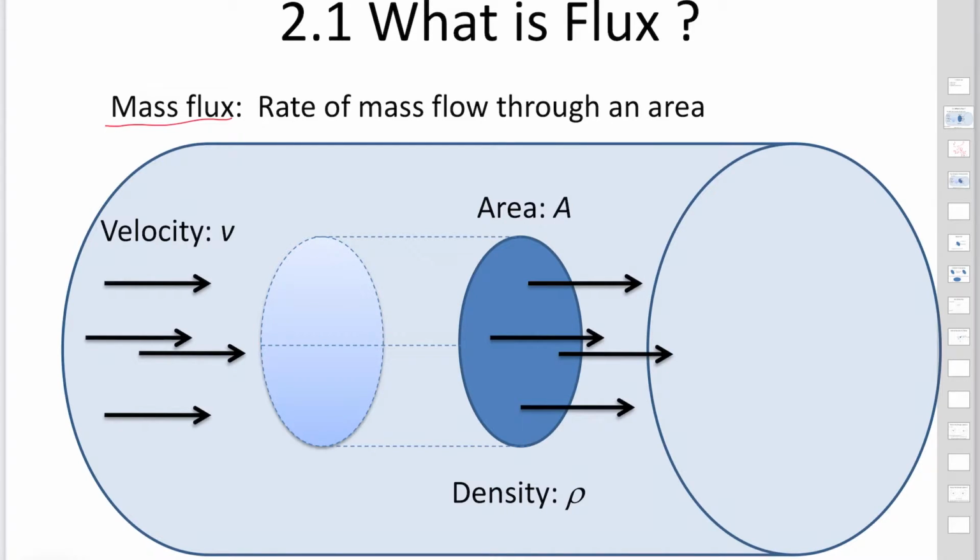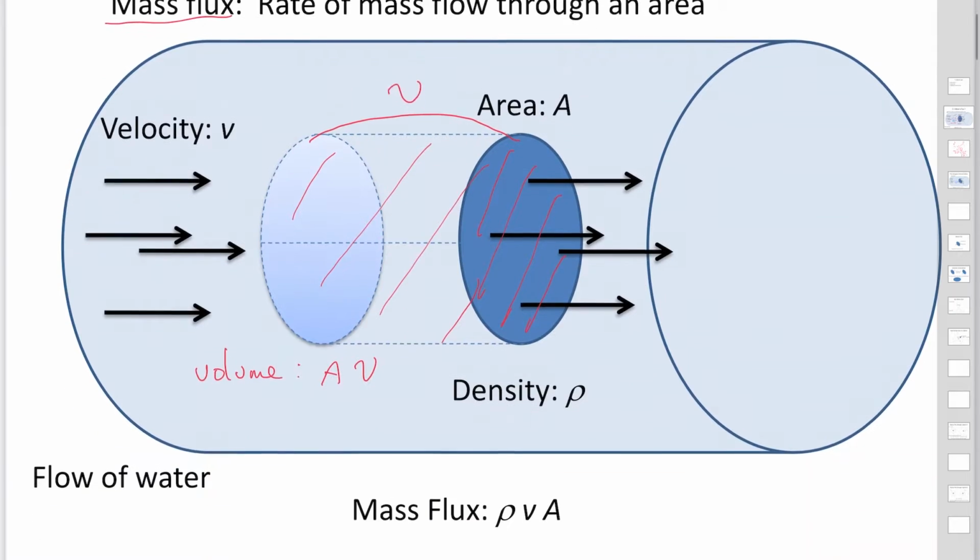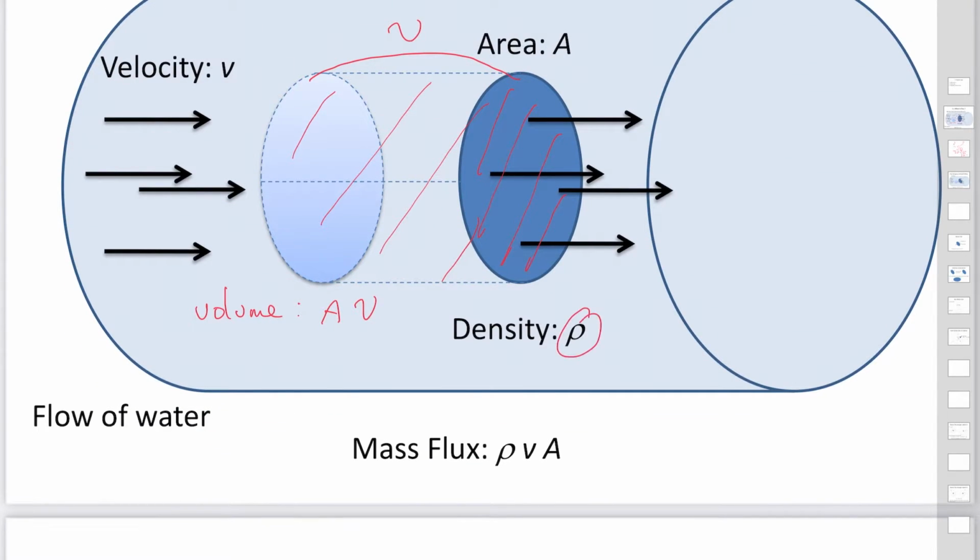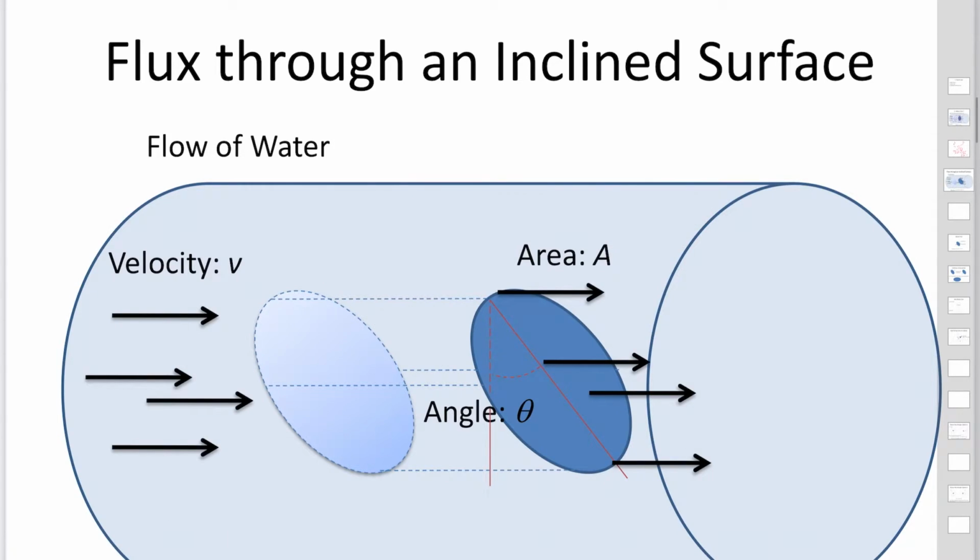So if you consider the area A, as I explained, we could consider the height to be V. Then the volume can be calculated. This volume is A times V. Then multiply by the density, rho, and you can find the mass flux. Then flux through an inclined surface.